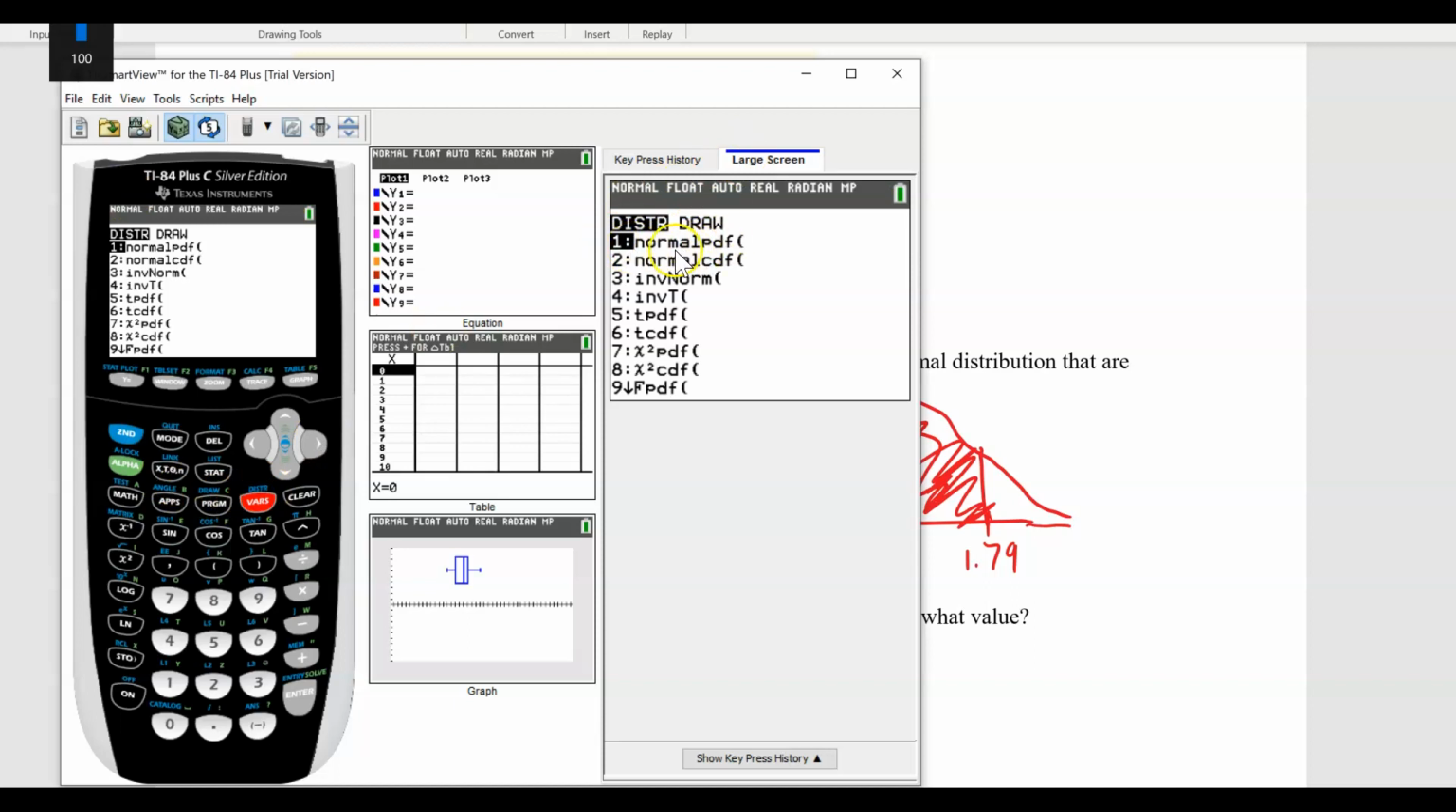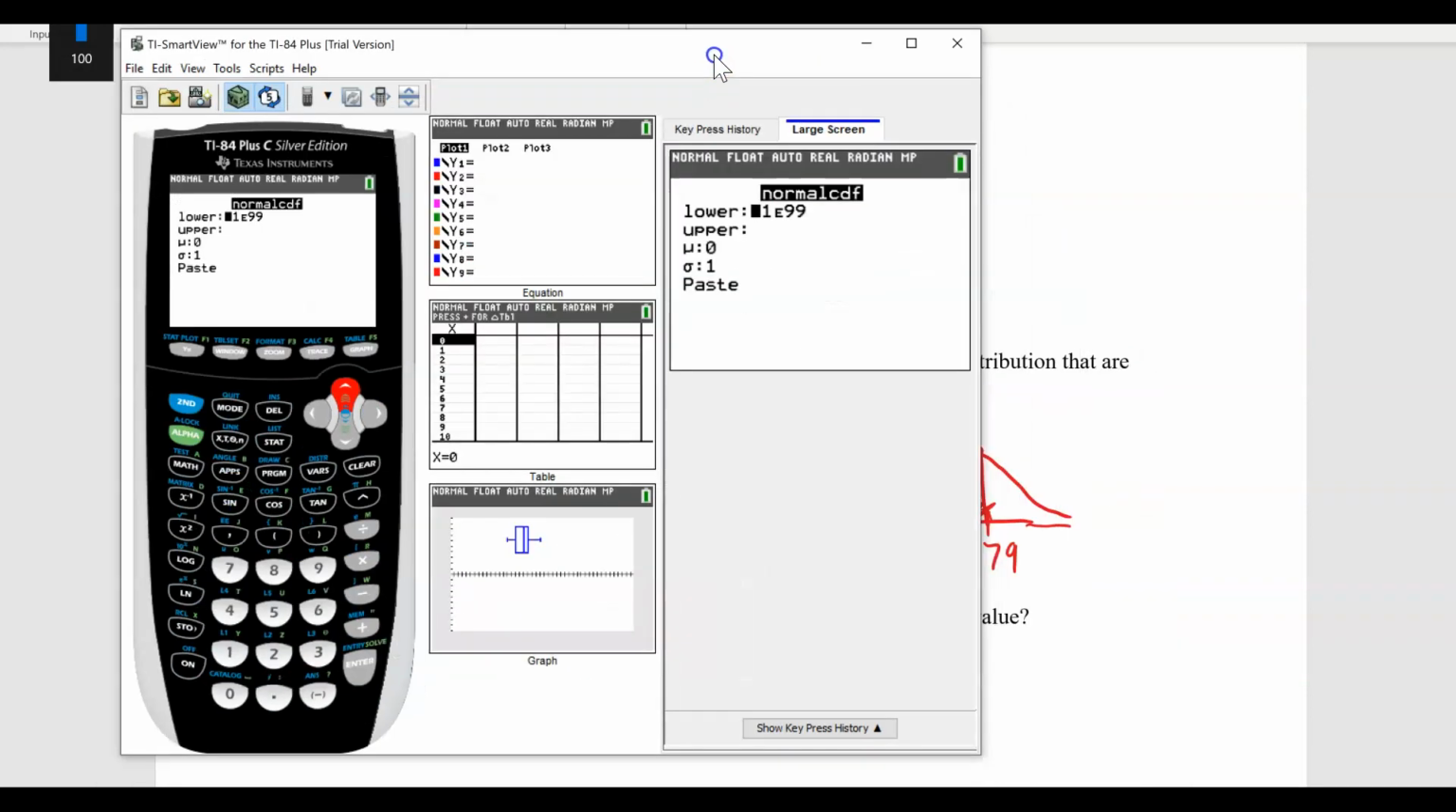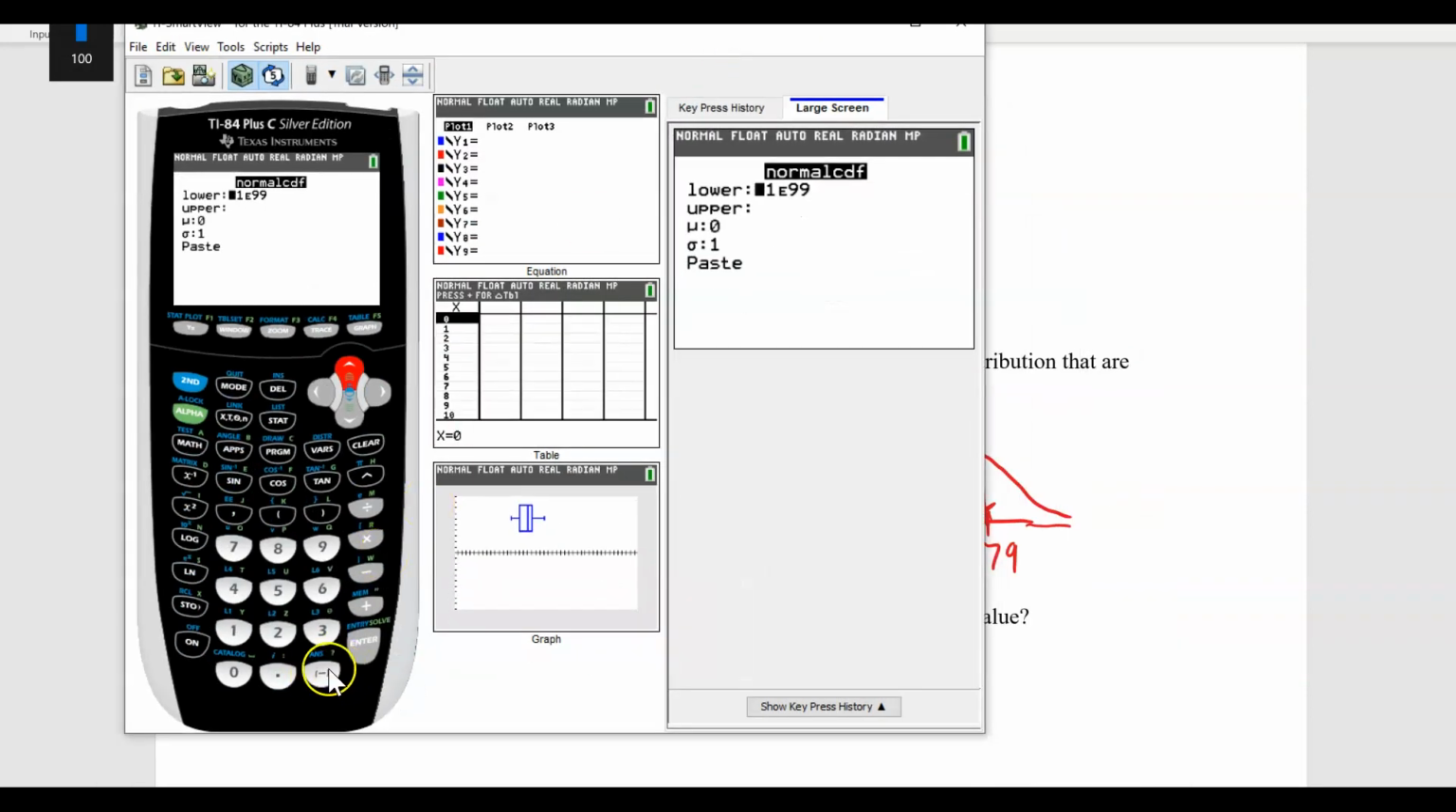Okay, this first option here, normal PDF, if you could just delete it from your menu, that would be terrific. We never, ever, ever use that. So we're going to use normal CDF. It's a cumulative distribution function. And what this is going to ask you for, first of all, is your lower limit. It's automatically set at negative infinity, but look, this is why I always draw the graph first. My lower limit is negative 0.58. So be careful to use the negative button here, not a subtraction symbol. I want to put in a negative 0.58. That's my lower limit. And then what's my upper limit?